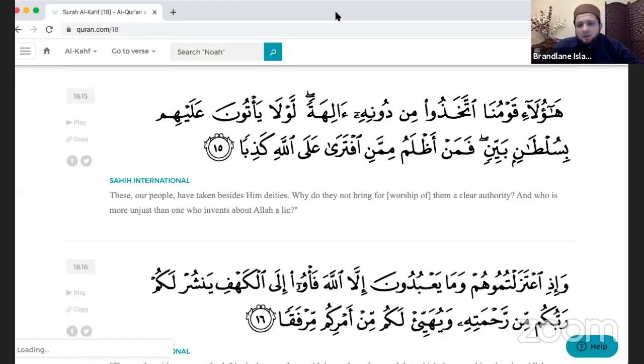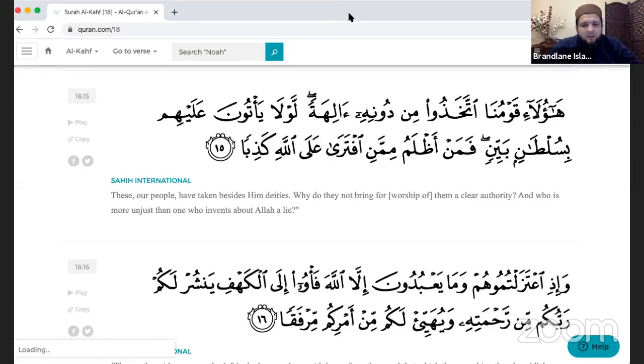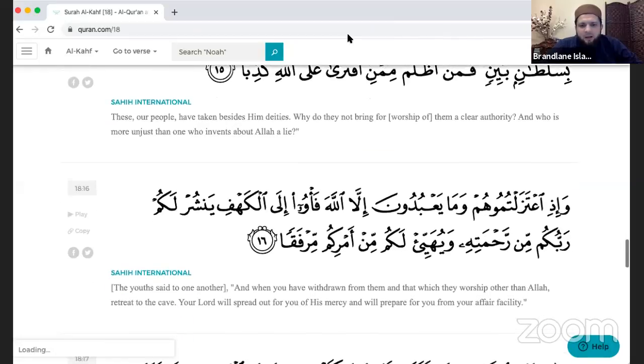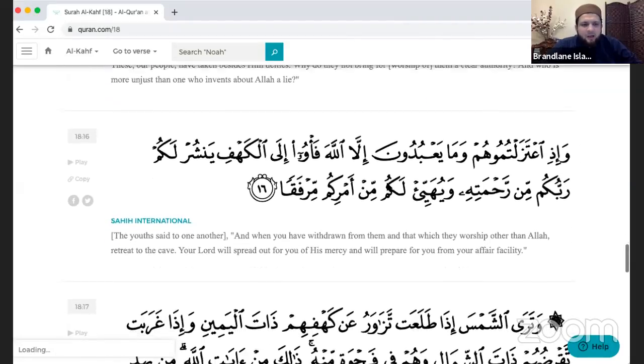In our religion, this is also known as shirk, right? Associating partners with Allah subhanahu wa ta'ala out of nothing. They have no knowledge. They don't know whether Allah subhanahu wa ta'ala has partners. Them doing that is an unjust act that they are doing against their God. SubhanAllah. Go ahead. Let's move on to the next ayah.